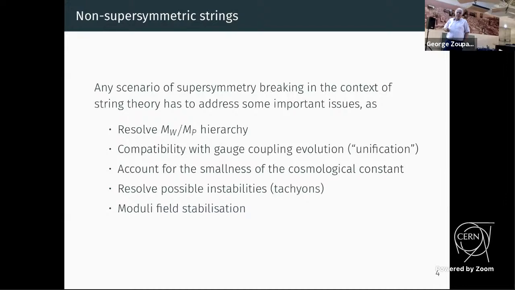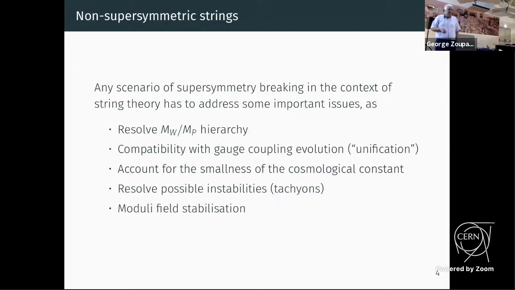So, why don't people work on non-supersymmetric string models? Because any scenario of supersymmetry breaking in the context of string theory has to address some important issues: resolve the electroweak over the Planck hierarchy, compatibility with gauge coupling unification, account for the smallness of the cosmological constant, resolve possible instabilities, tachyons, and finally stabilize the moduli.